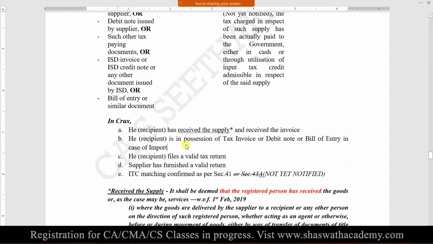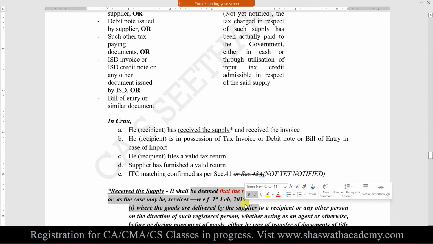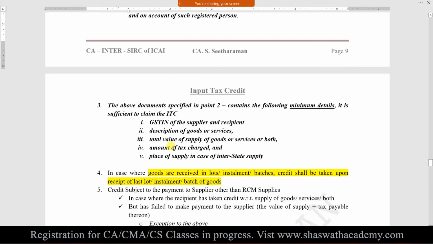My dear, this very interesting one is received by the authorized recipient, and receipt of invoice and possession of the invoice. Sometimes they'll ask you this way: goods are delivered as per the instruction of the recipient to a third party. Are they entitled? Yes, they are entitled. There is something called deemed to be received by the registered person. And then Mr. X has lost the invoice. That means you have to write, if the invoice is lost, credit is also lost. You are duty bound to write that reply.